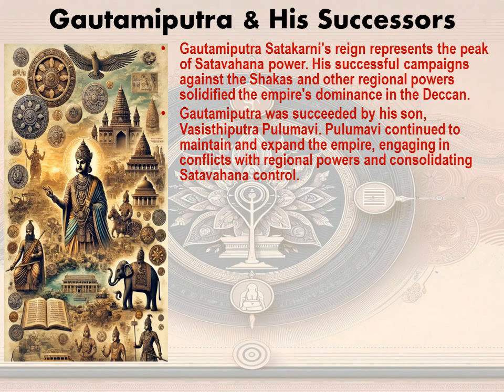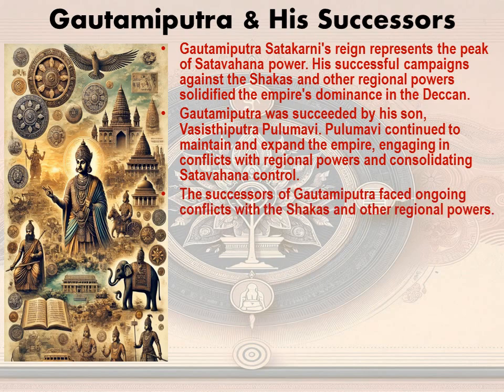Pulamavi continued to maintain and expand the empire, engaging in conflicts with regional powers and consolidating Satavahana control. So, even though Pulamavi faced some conflicts from other contemporary rulers of his time, he still followed the policy of expansion of the empire. The successors of Gautamiputra faced ongoing conflicts with Shakas and other regional powers. So, the successors of Gautamiputra Satakarni found their chief adversary in the Shaka dynasties.